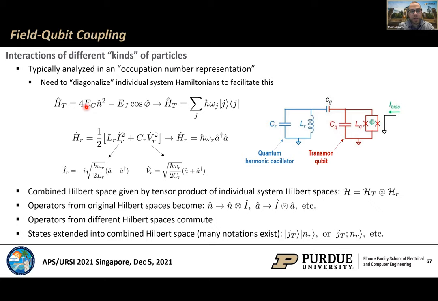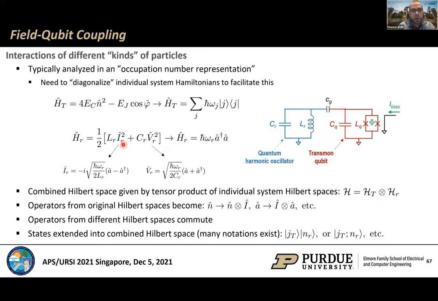So we can take, for instance, the transmon Hamiltonian, and diagonalize it on its own in terms of the eigenstates of the system. We can write this in the form of a Schrodinger equation, solve the differential equation, get these eigenstates, and write the corresponding operator in this kind of way. And then for the resonator Hamiltonian, we again just need the total energy in the system. So that's the inductive energy. Here's the capacitive energy.